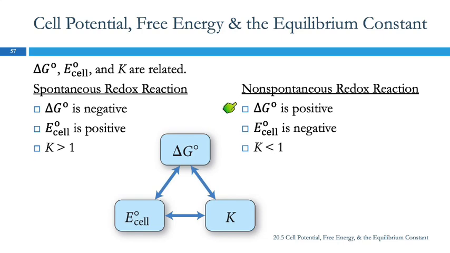For a non-spontaneous redox reaction, the opposite is true. Delta G is positive, the cell potential is negative, and K is less than 1. Over here I said less than 1, didn't I? That's greater than 1. And so these are related sort of in a triangle, and we are going to discover the equations that relate them to each other.